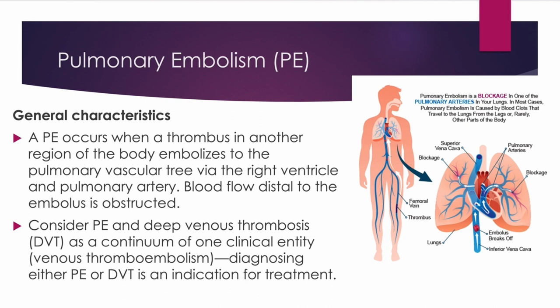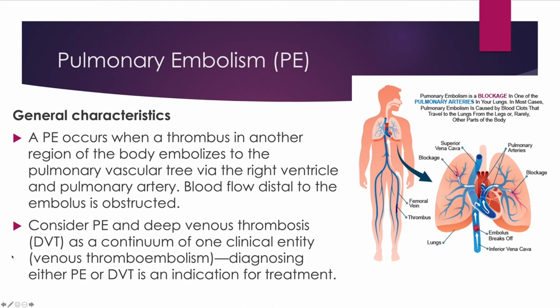A PE is a thrombus, a clot that usually starts in the lower extremity, and breaks off, travels through the venous system, back up through the inferior vena cava, back into the right side of the heart, as you can see here, and then travels via the pulmonary arteries out to the lungs. And when those little clots, or thrombi, emboli, get into the lungs, that's when it causes problems.